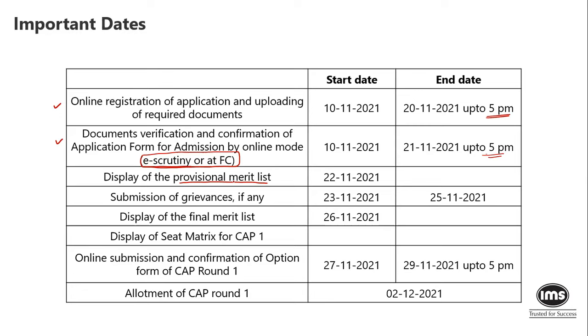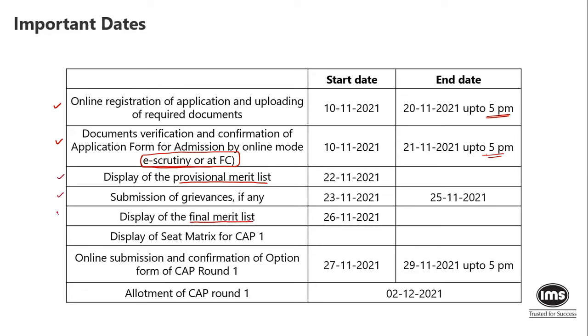In this merit list, if there are any problems, then you can submit a grievance, and that will happen from the 23rd to 25th. In case there are no problems, of course, you don't have to take any action at that point of time. But if you have submitted any grievance, then that will be resolved. And the display of the final merit list will then happen on the 26th.